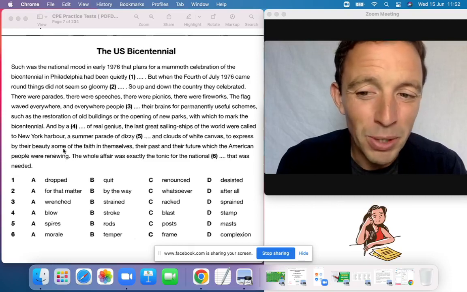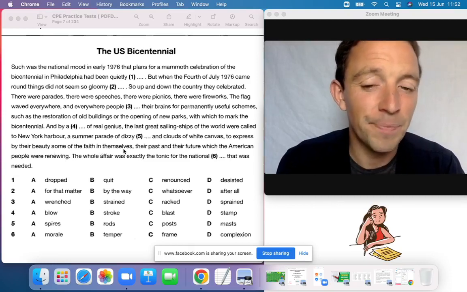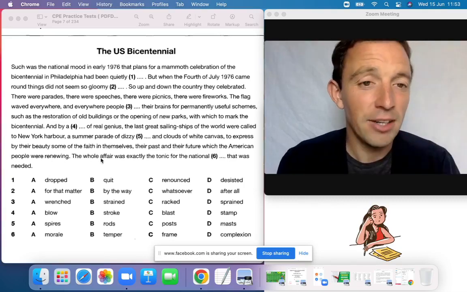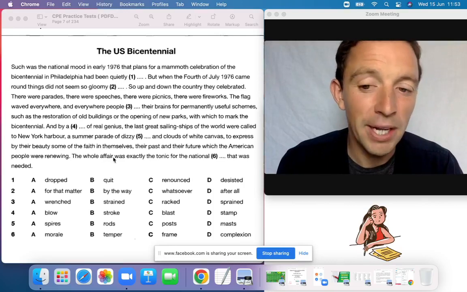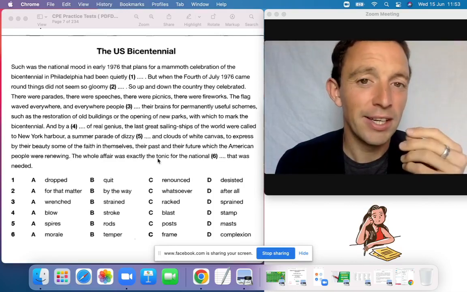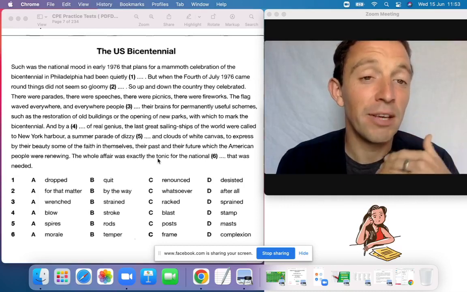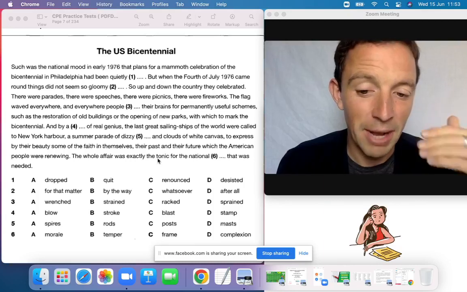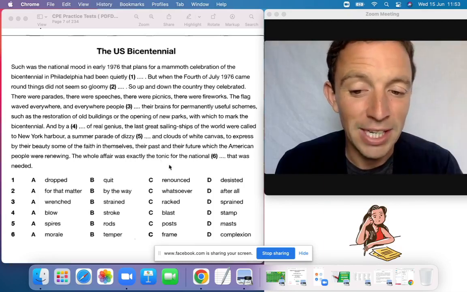To express by their beauty some of the faith in themselves, their past and their future, which the American people were renewing. The whole affair, the whole issue, the whole topic, the whole party was exactly the tonic, the drink, the perfect drink to make you feel good. It's the tonic, the medicine for the national morale, the national temper, frame, complexion that was needed.